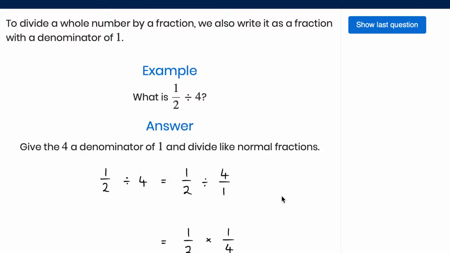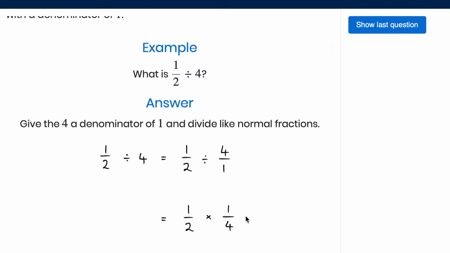Okay, so what we do is give the whole number a denominator of 1 and then divide like normal fractions. So 1/2 divided by 4 is equal to 1/2 divided by 4 over 1. And that's because 4 is the same as 4 over 1. And we can give whole numbers denominators of 1 because 4 over 1 means 4 divided by 1, which is just 4. And to divide two fractions, we simply flip the second fraction and multiply.